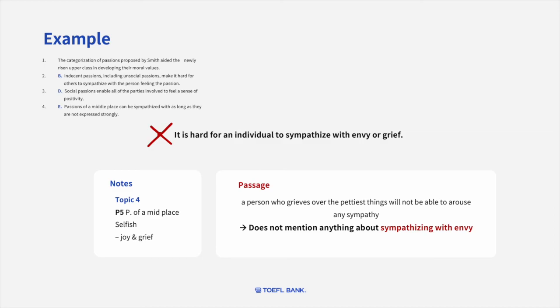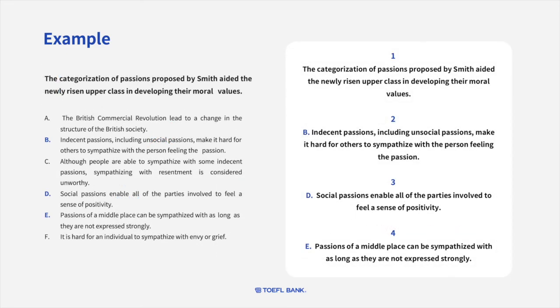The last step was to read the 4 sentences all together to see if it has covered all the major points. The categorization of passions proposed by Smith aided the upper class in developing their moral values. Indecent passions, including unsocial passions, make it hard for others to sympathize with the person feeling the passion. Social passions enable all the parties involved to feel a sense of positivity. Passions of a middle place can be sympathized with as long as they are not expressed strongly. All 4 subtopics are included, and BDE complete a full summary of the passage.